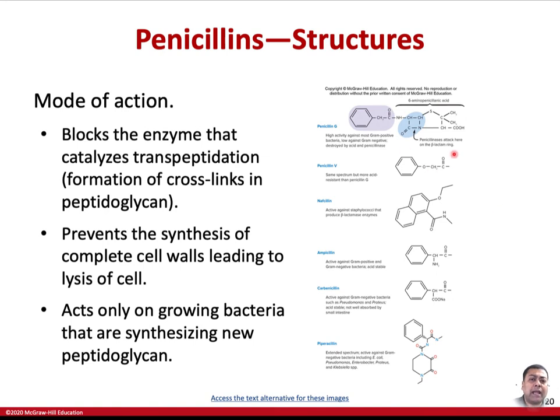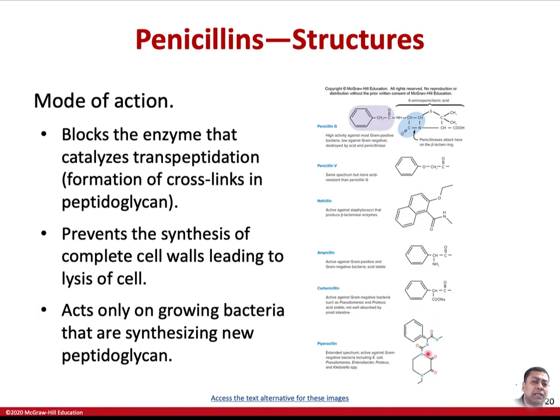So if you look at the structure, you can easily appreciate that all of these basic structures of the penicillin do contain this beta-lactam ring. So the penicillinase or beta-lactamase, which gives the penicillin resistance, breaks this bond right here and opens this ring. If this beta-lactam ring is destroyed, then the antibiotic is no good. It loses its effectivity.